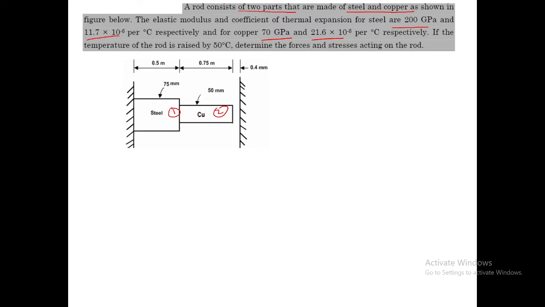If the temperature of the rod is raised, ΔT is 50 degrees Celsius, find the forces and stresses acting on the rod. What is the stress acting on the steel and copper rods? So ΔL for the thermal problem is α_S ΔT L plus α_C ΔT L.